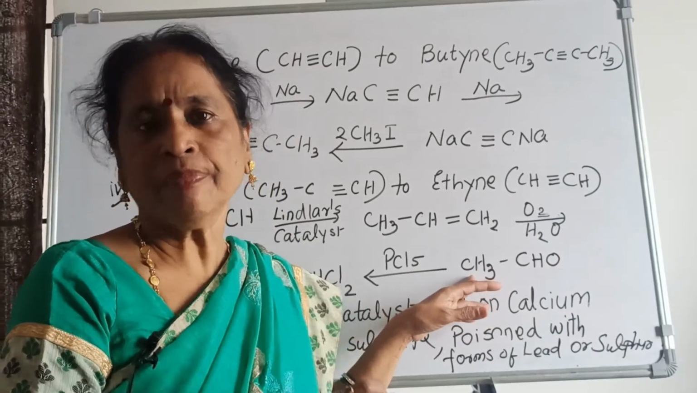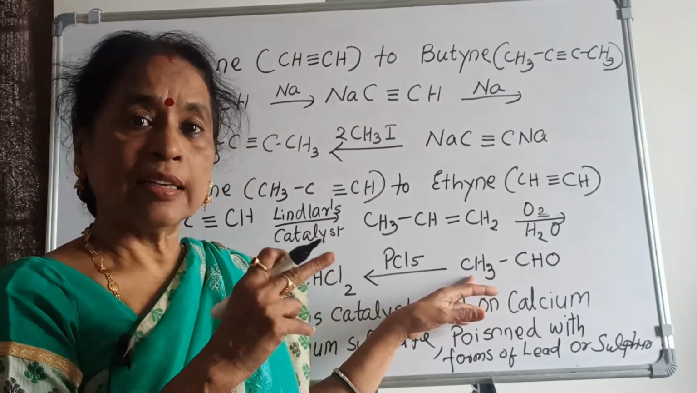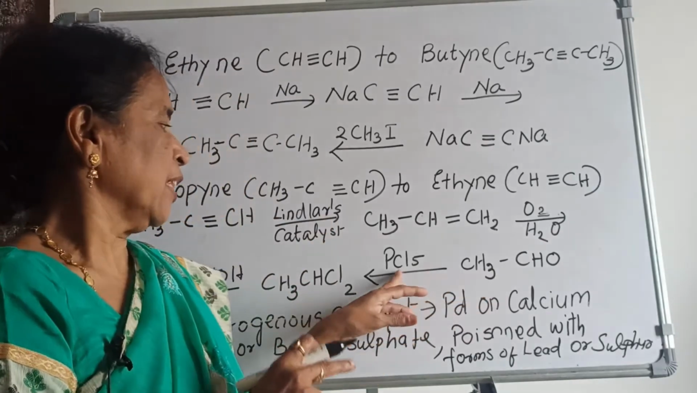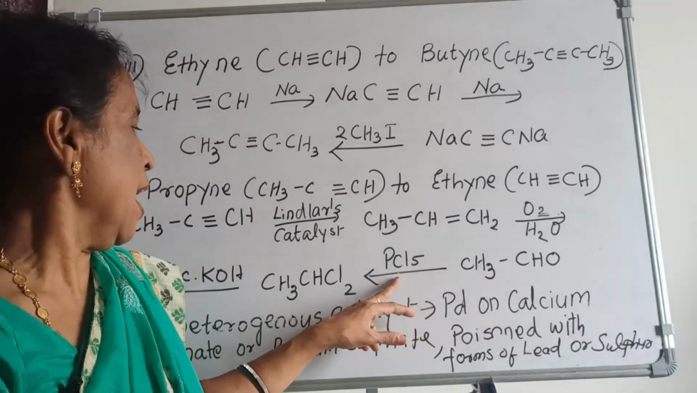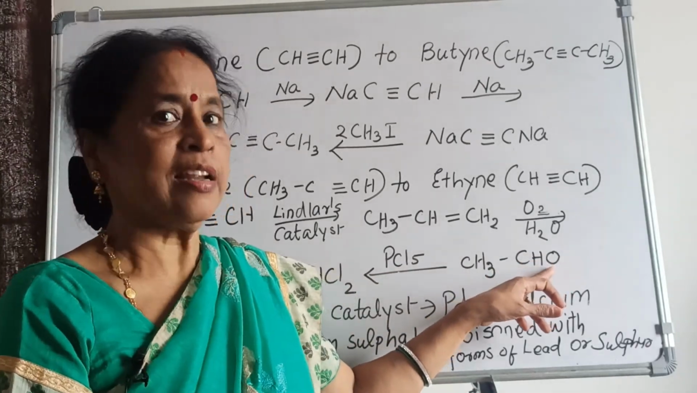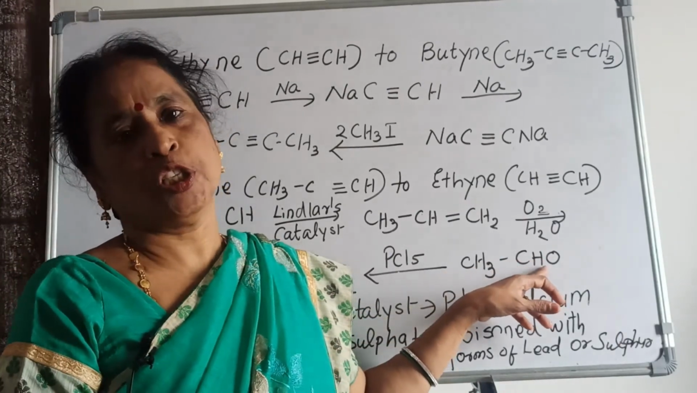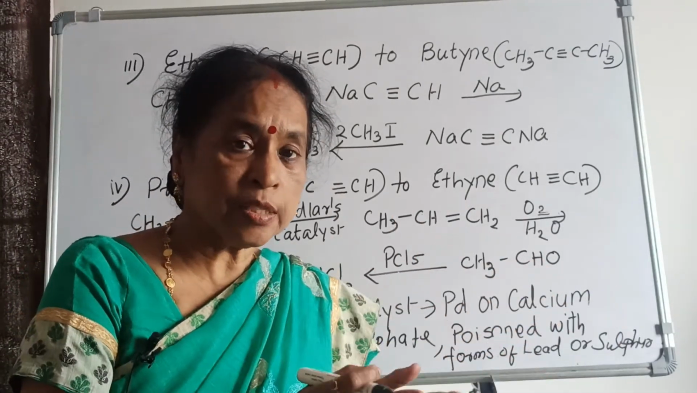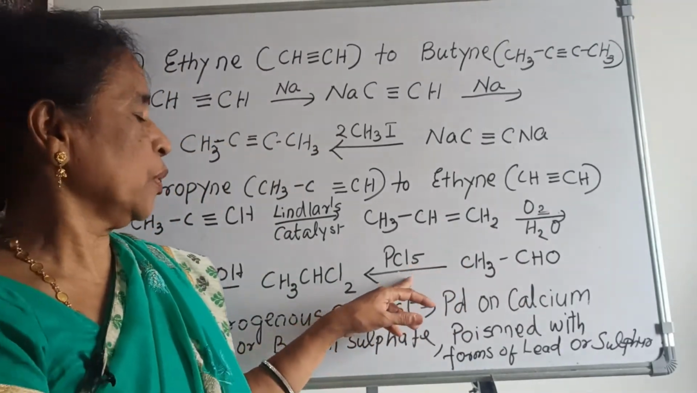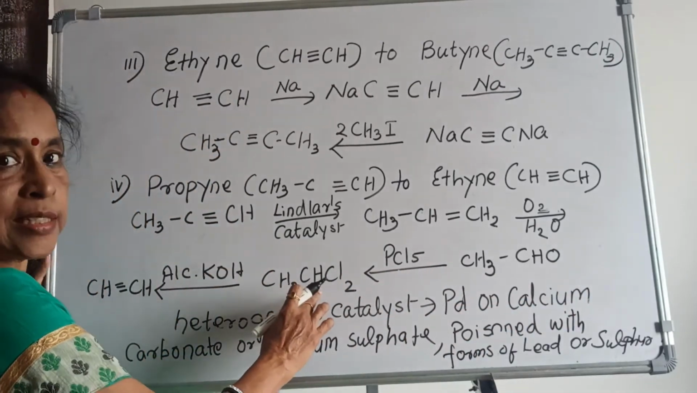What is the common name? Acetaldehyde. What is the IUPAC name? That is ethanal, with the suffix al. If ol, that is alcohol. Then if you take PCl5 with acetaldehyde, since one oxygen is there, that is divalent, two chlorines replace the one oxygen. So this is the product CH3CHCl2.